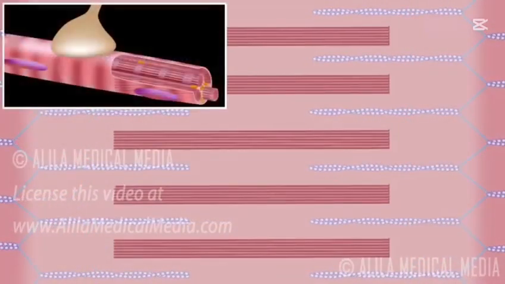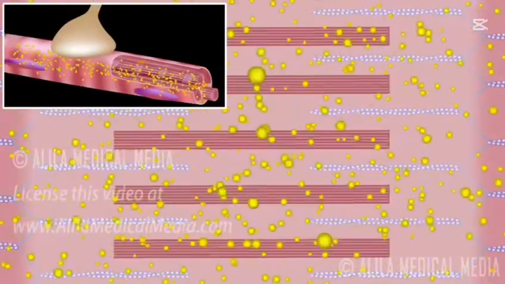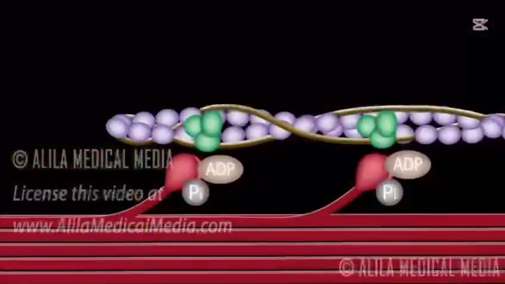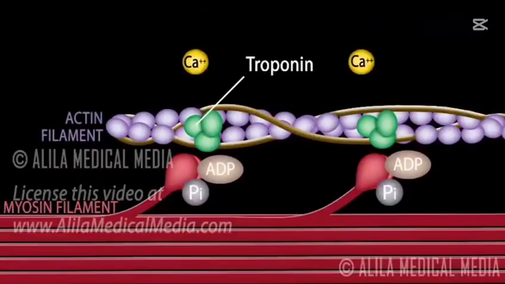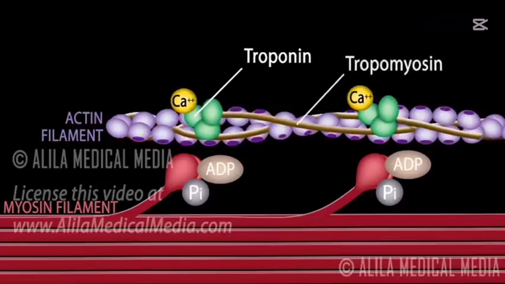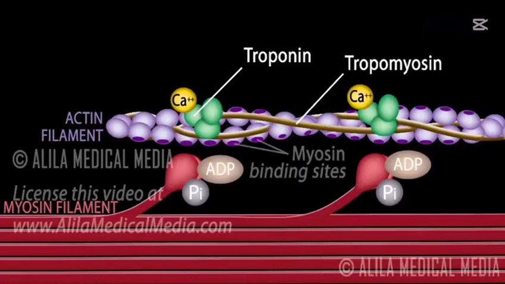Cross-bridge cycling forms the molecular basis for the sliding movement. Muscle contraction is initiated when muscle fibers are stimulated by a nerve impulse and calcium ions are released. The troponin units of the actin myofilaments are bound by calcium ions. The binding displaces tropomyosin along the myofilaments, which in turn exposes the myosin binding sites.